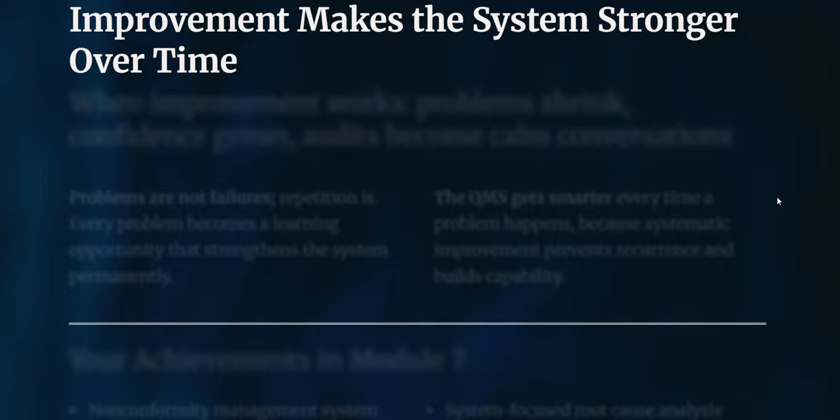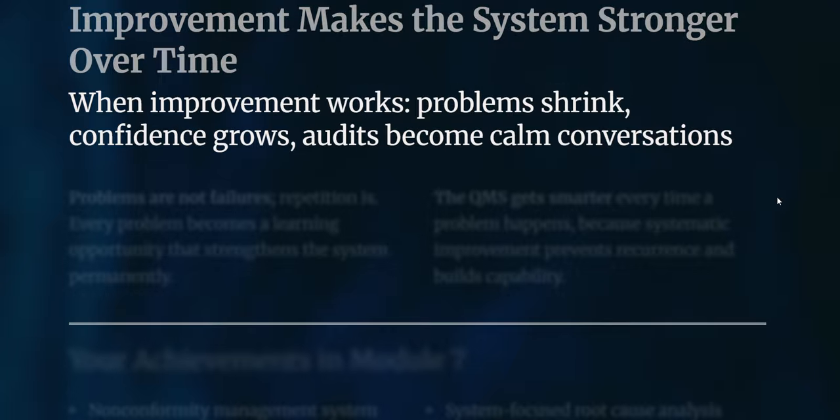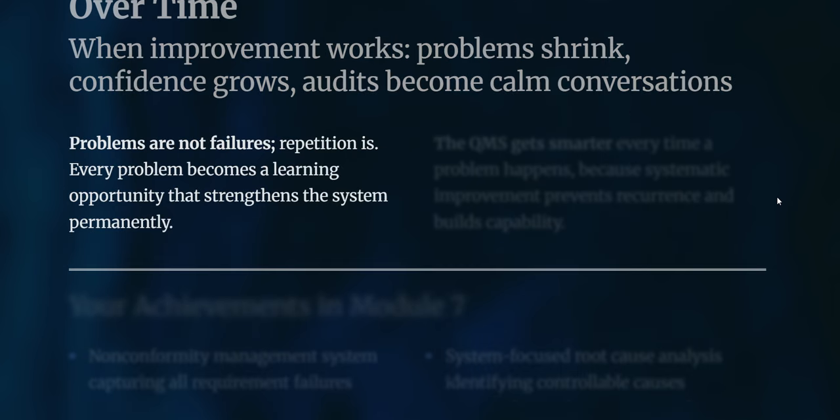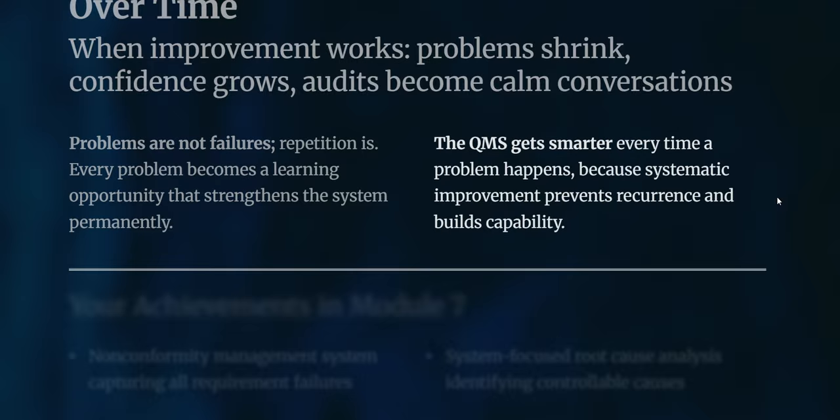Improvement makes the system stronger over time. When improvement works, problems shrink, confidence grows, and audits become a calm conversation. Problems are not failure. Repetition of the problems is the failure. So every problem becomes a learning opportunity that strengthens the system permanently. The quality management system gets smarter every time a problem happens because systematic improvement prevents recurrence and builds capability.